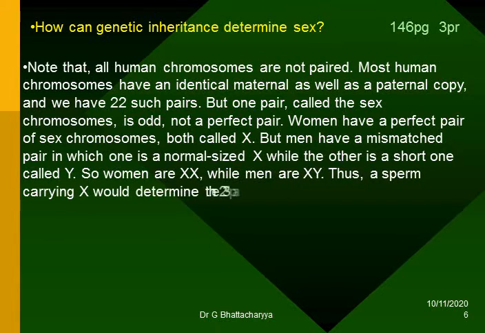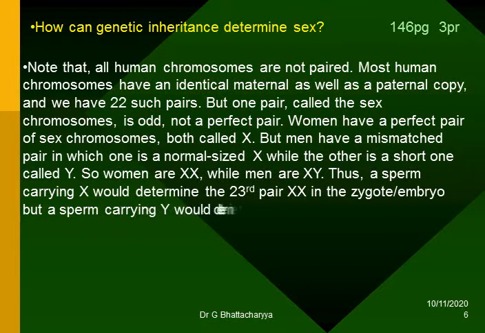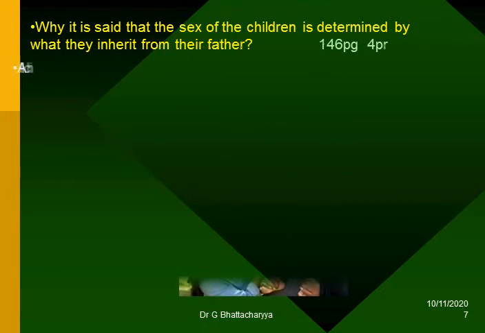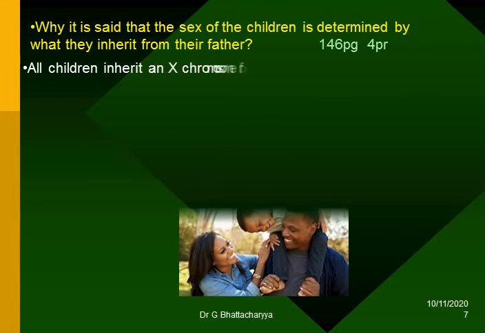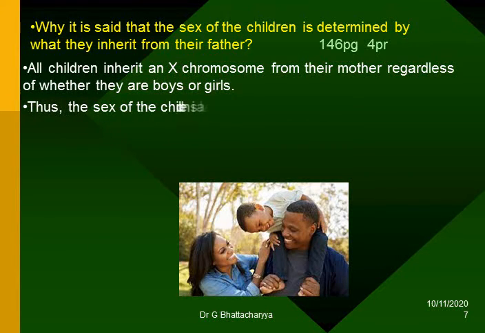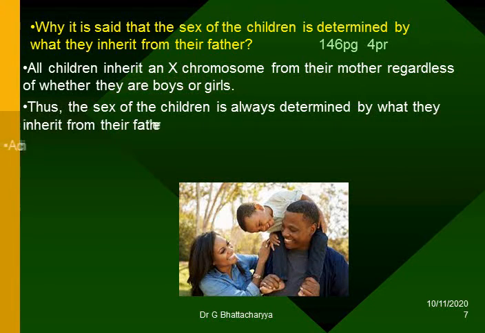Thus a sperm carrying X would determine the 23rd pair as XX in the zygote embryo, but a sperm carrying Y would determine the 23rd pair as XY. Why is it said that the sex of the children is determined by what they inherit from their father? All children inherit an X chromosome from their mother, regardless of whether they are boys or girls. Thus, the sex of the children is always determined by what they inherit from their father.